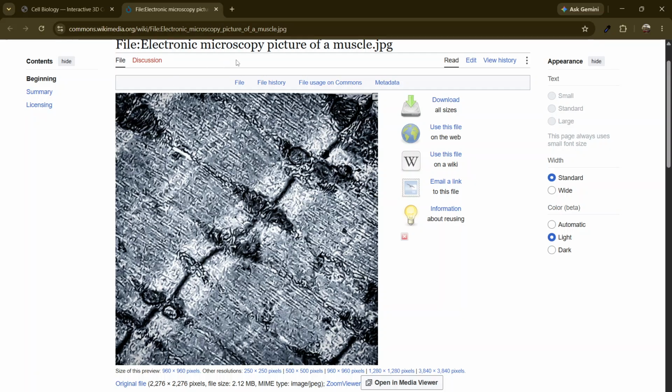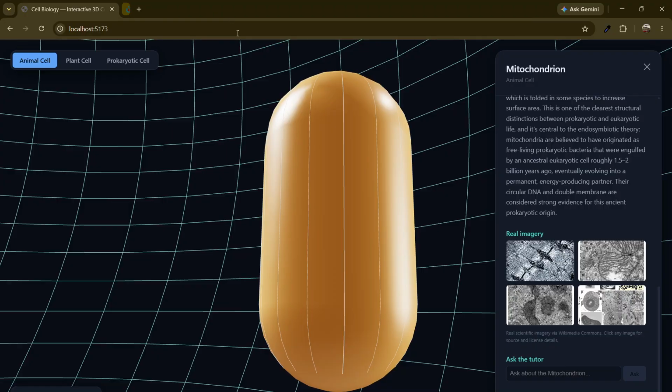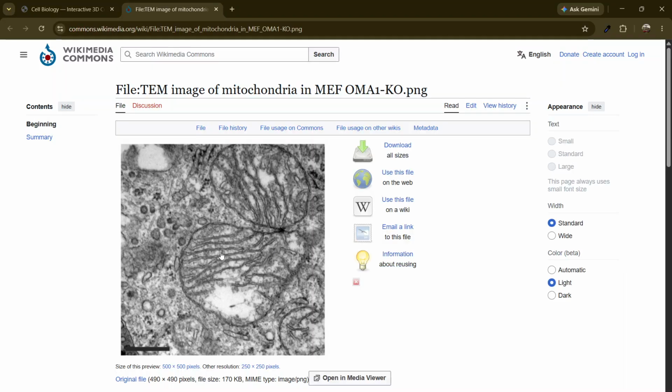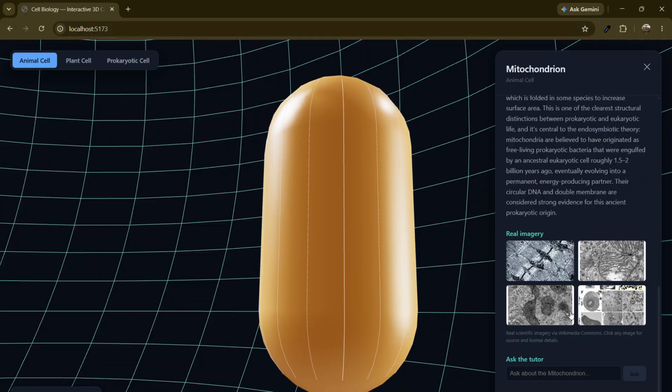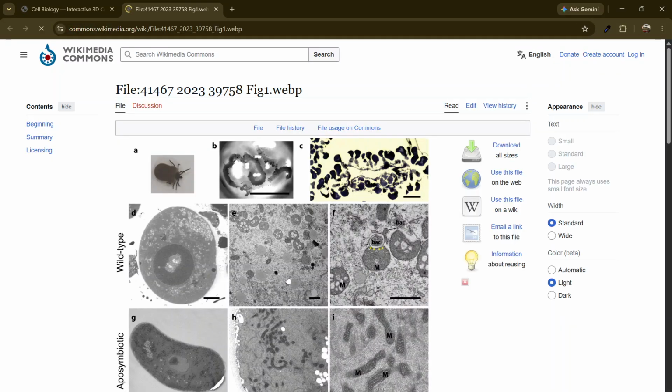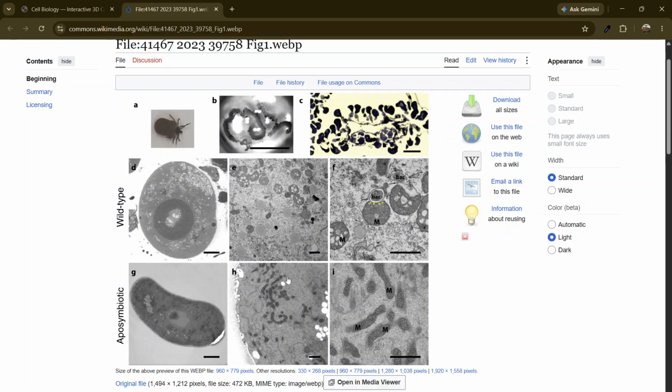Electron micro, oh my gosh, it's been a long night. It's a picture of a muscle. Let's take a look at another one. These are really neat. I remember a few years back, I went to a certain university and I got to take a look at an electron microscope. That was a lot of fun. I want to take a look at this one here. Oh, wow. That's cool. That's really cool.